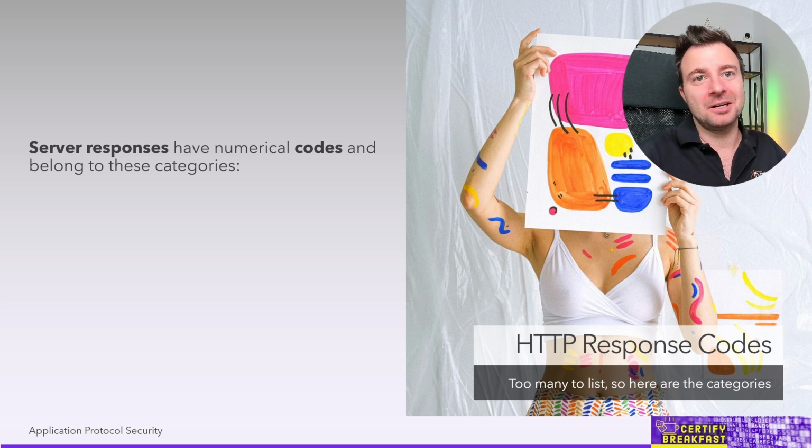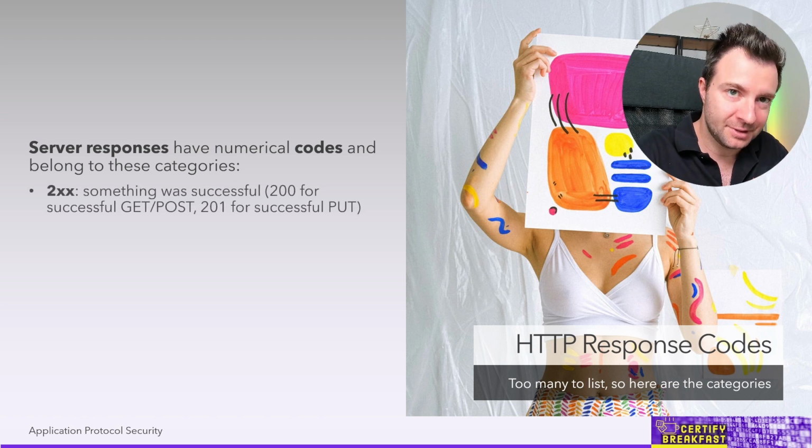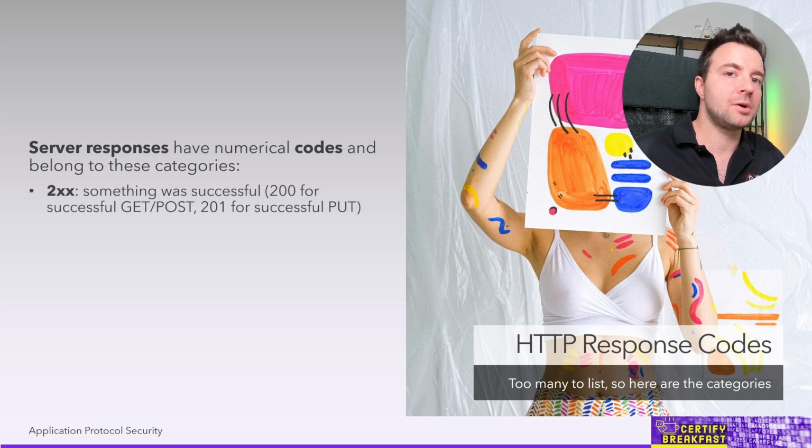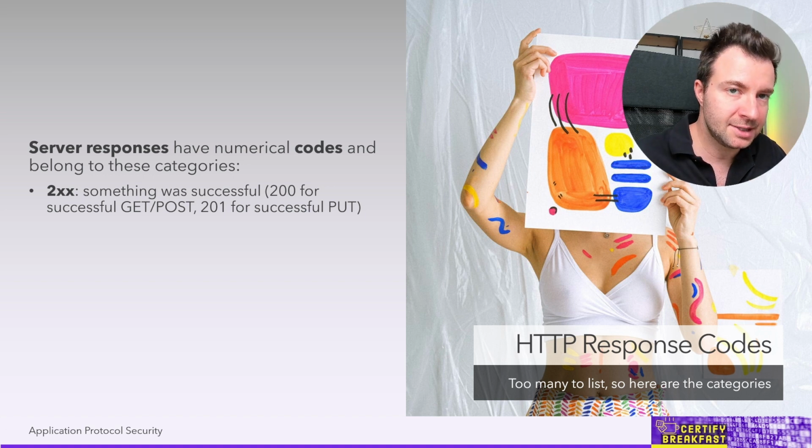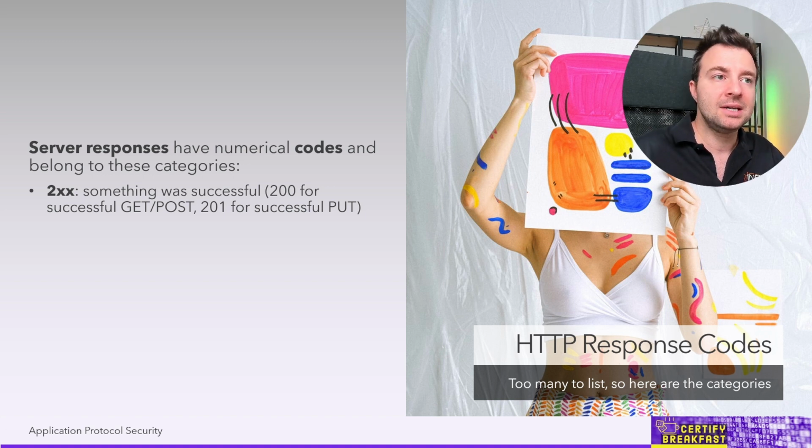So we have a couple of response codes here that we need to be able to interpret from the server this time. We have a bunch of numerical codes that can be returned from the web server, and these fall into a number of categories. The first category is the 200-something codes. This basically says that the operation was successful.